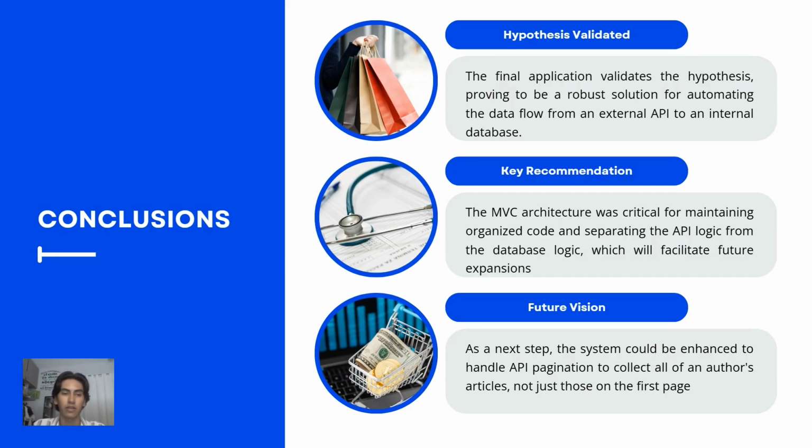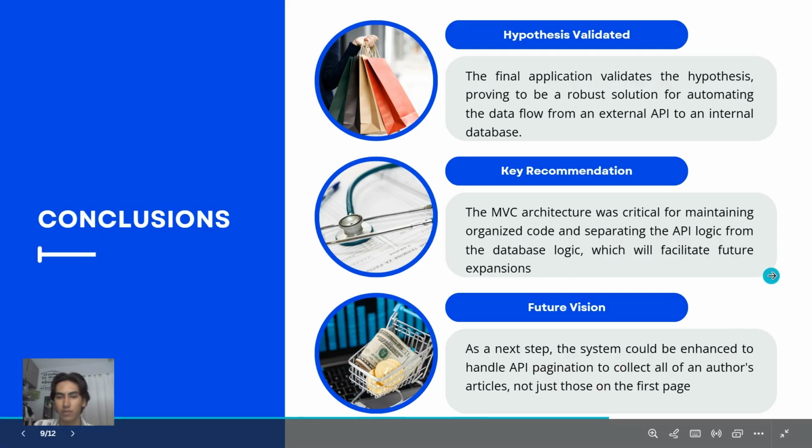As a next step for the future, we think the system could be extended to handle pagination to collect all of an author's articles, not just those on the first page.